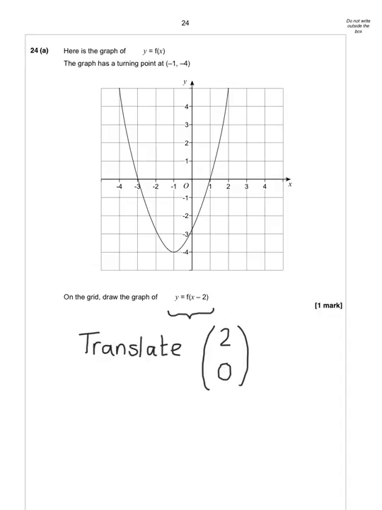I can't just do it a little bit, I have to do it carefully. So this point where the minimum is, just there, is going to go 2 across, so it's going to be there. This root here at 1 is going to be 2 across, at 3. And the other root here at minus 3 is going to be, again, 2 across, at minus 1. So I have to keep the graph exactly the same shape and size, and just translate it by 2 in the x direction. So, does that look about right? It's a bit pointy at the bottom, but that will do.